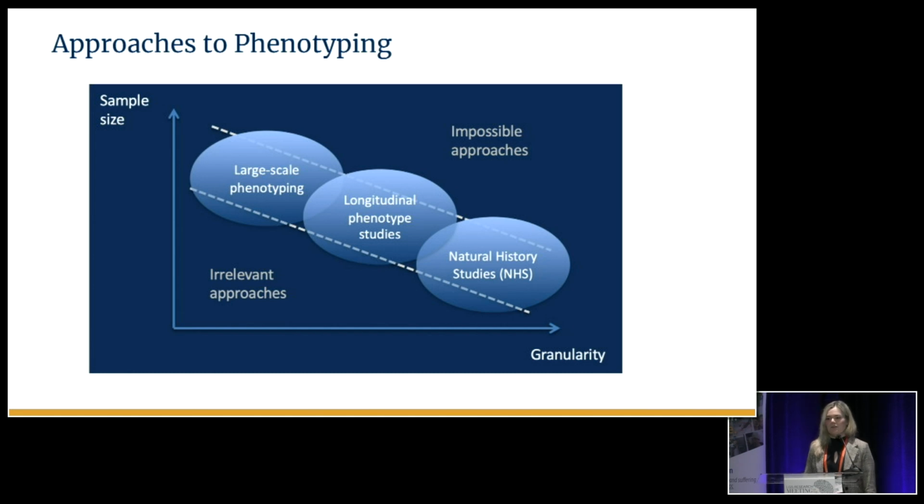When we're talking about natural history, we're really talking about phenotypes. How do we capture clinical features over time? There are several different approaches to this. They range from very large-scale phenotyping efforts, where you can recruit a huge cohort of patients but only get very superficial data, all the way down to very detailed natural history studies, where you can gather rich data and standardized outcome measures, but only in a relatively small cohort of individuals, just because it's not feasible to do more. So there's always this trade-off between the sample size you can study and the granularity of the data you're able to get.